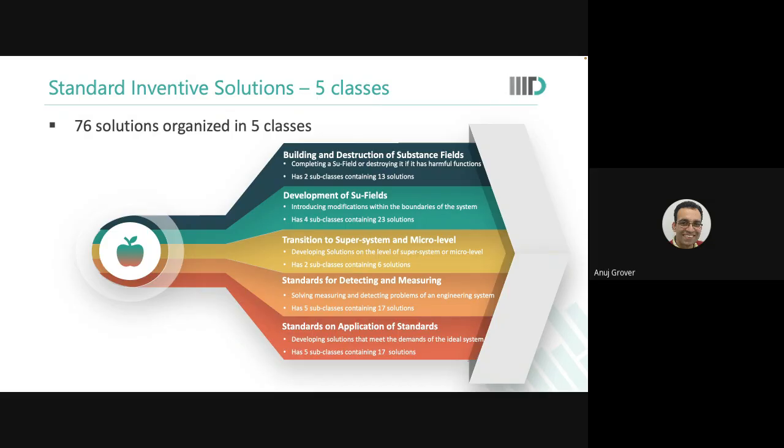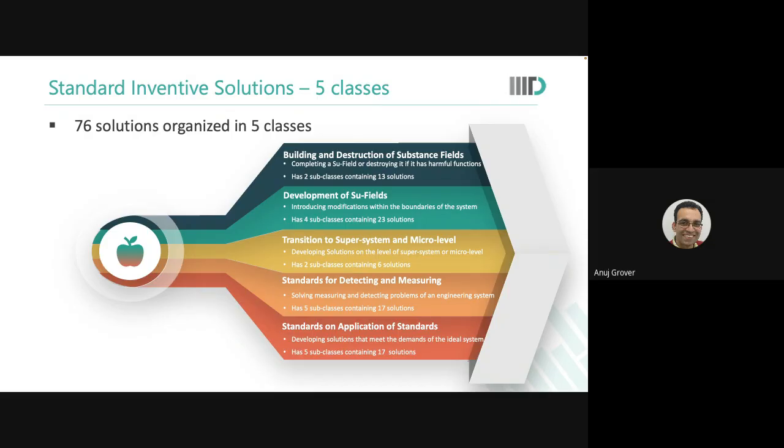Now, there were 76 solutions. How do you apply them? So he kept extracting the 76. And then later, as I said, his interest moved more toward how people use these solutions better. So what he did was, he categorized and organized these solutions into 5 top categories.